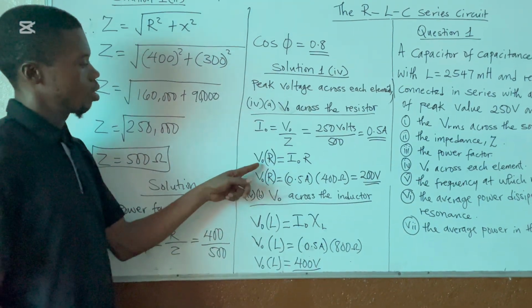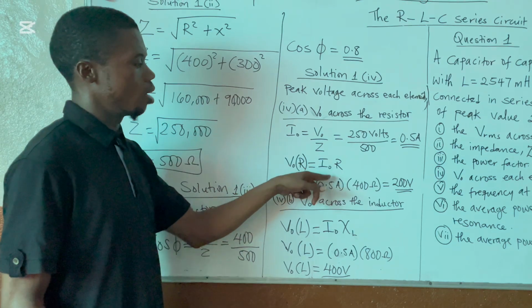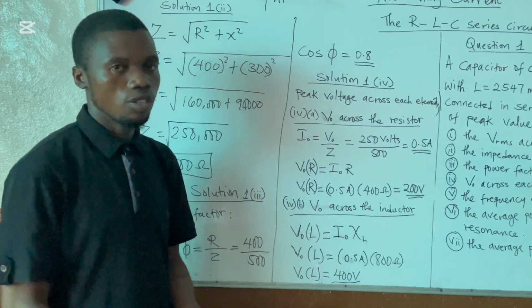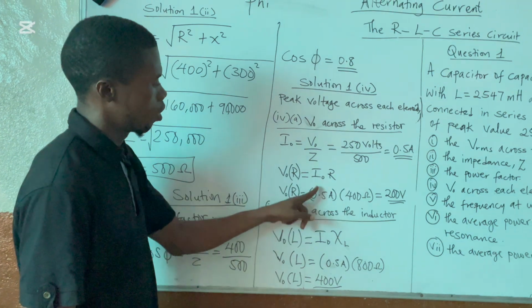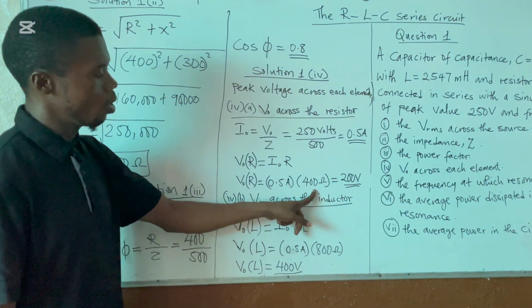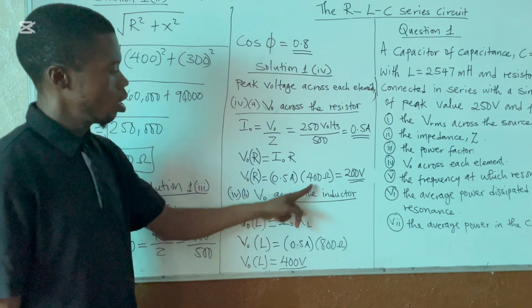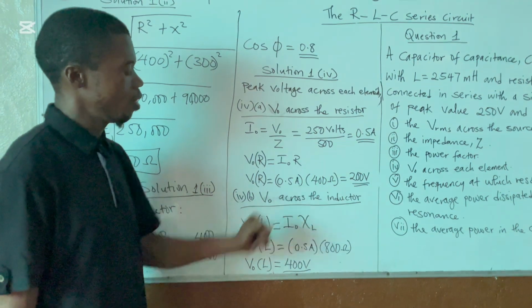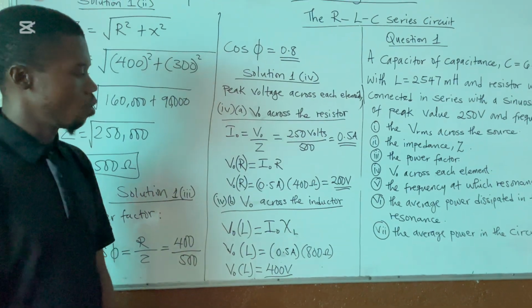Using Ohm's law, V naught equals I naught times R. That is the voltage across the resistor. The current is 0.5 amp, and the resistance is 400 ohms. We multiply 0.5 by 400 ohms and get 200 volts.